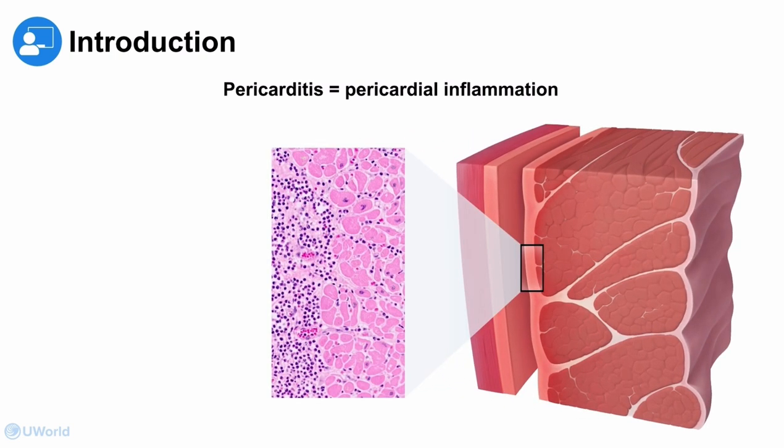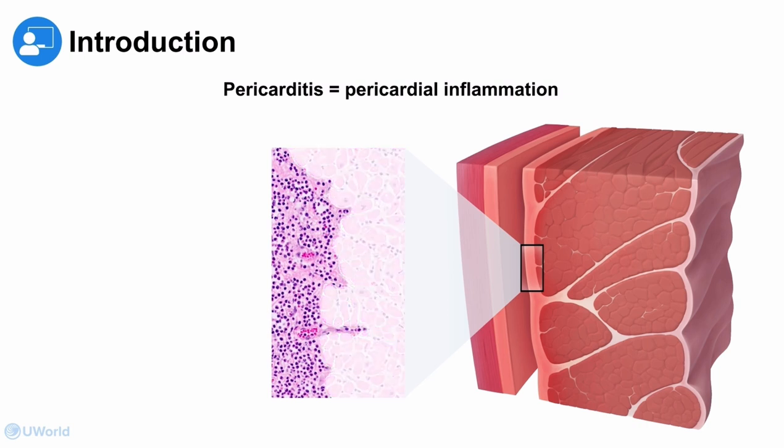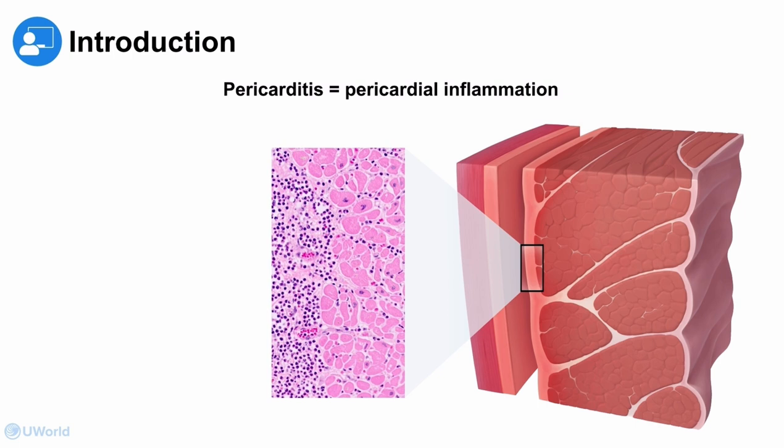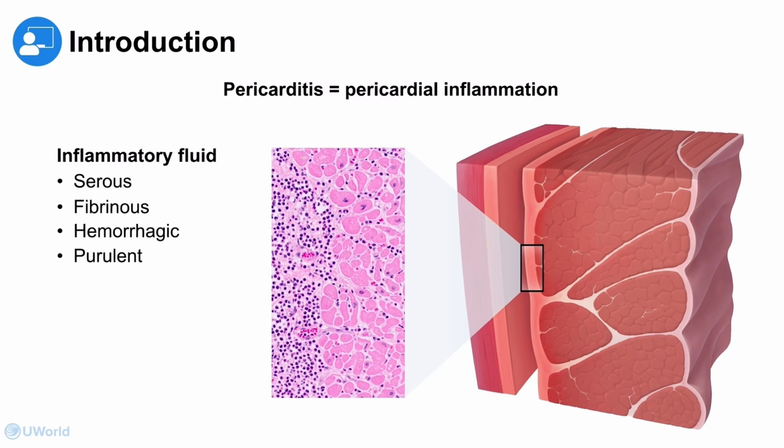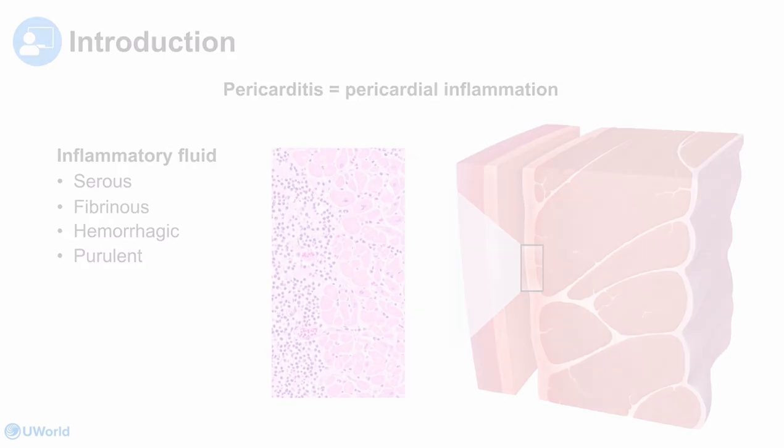There is infiltration of inflammatory cells, such as neutrophils and lymphocytes, into the pericardium, often with increased production of inflammatory fluid that can lead to pericardial effusion. The fluid can be serous, fibrinous, hemorrhagic, or purulent, depending on the underlying source of inflammation. Let's discuss some of the potential causes.